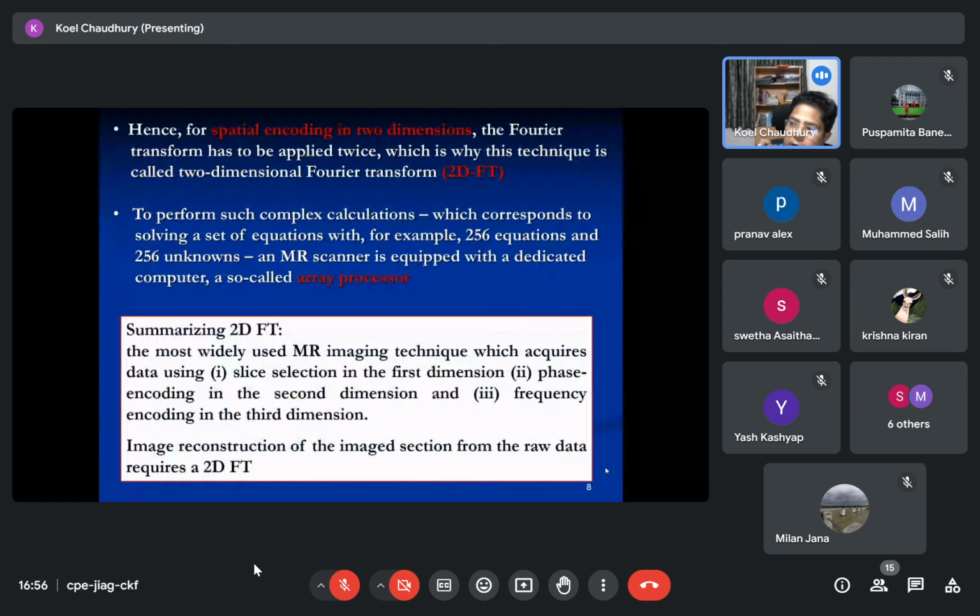Earlier, we were getting information, we didn't know the exact location. I've told you already why we say 2D FT, because Fourier transform has to be applied twice, once to map the frequency, once to get information about the phase. To perform such calculations, 256 equations, 256 unknowns, that is the phase, frequency and all, you need an array processor. What they're trying to tell you is that there is a lot of data to be processed. So you need an array processor for MRI. A normal computer processor doesn't work.